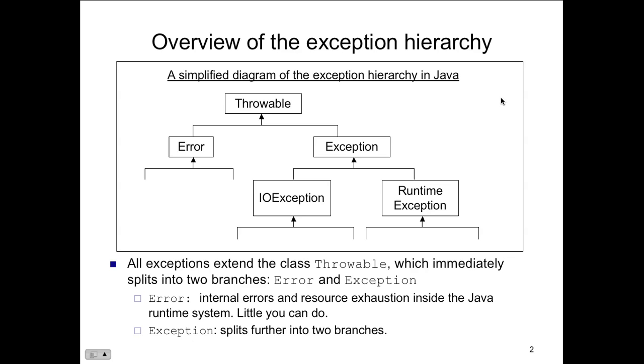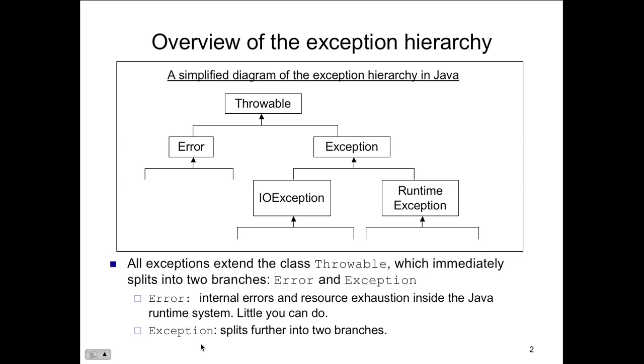Alright, so all exceptions extend Throwable, which immediately splits out into 2 branches, Error and Exception. Here's the formal definition of what these 2 categories mean. The error is an internal error. The resources are exhausted. It's inside of the Java runtime environment. Very little you can do about that. If you run low on resources, it's an issue.